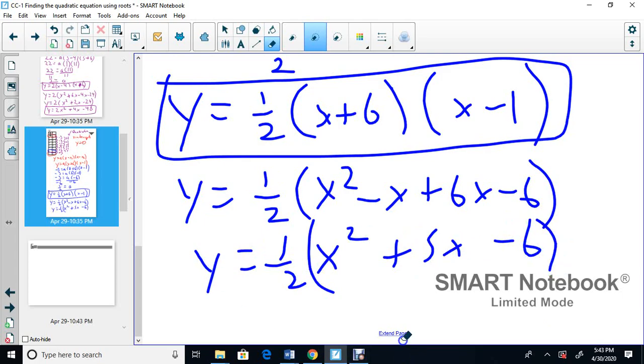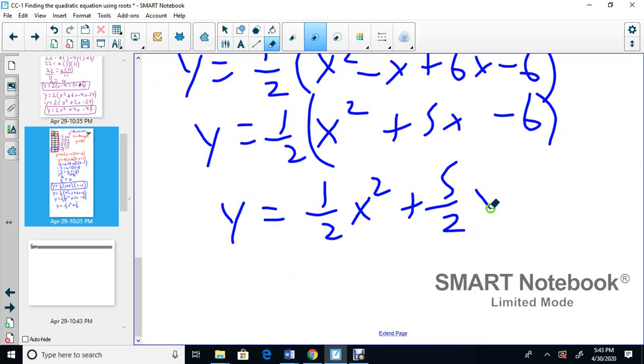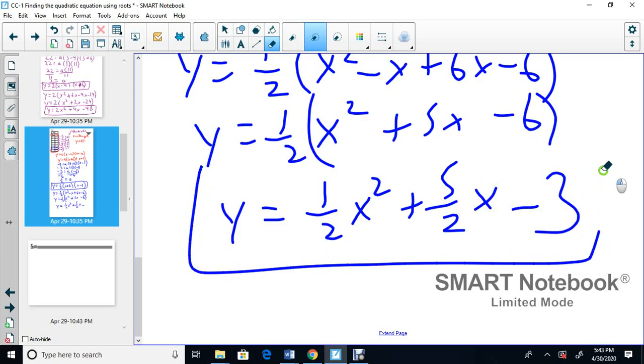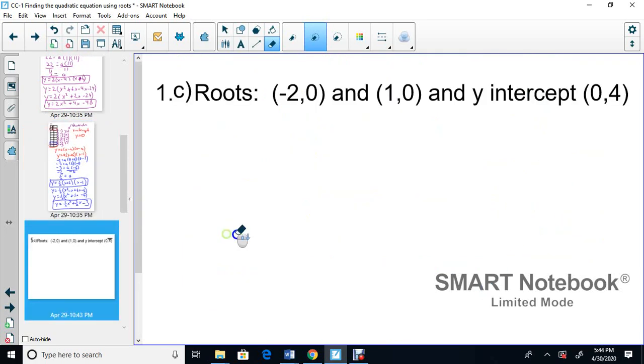And then we got to half everything. So here, y equals half of that is half x squared. Half of 5 is 5 divided by 2, x. Half of 6 is minus 3. And there's our final equation in standard form. y equals half x squared plus 5 over 2 x minus 3.